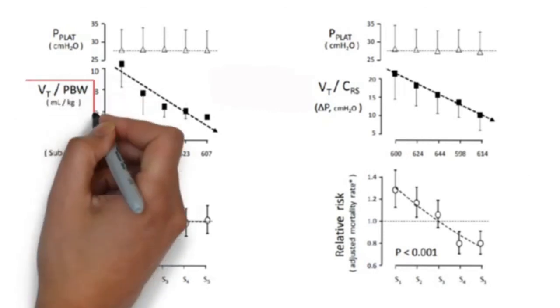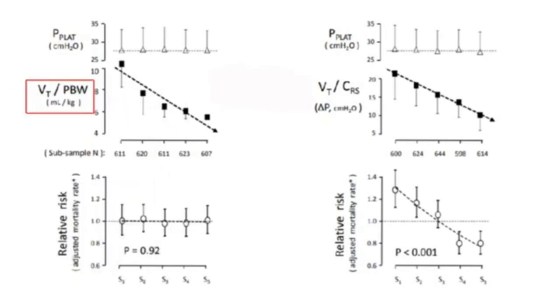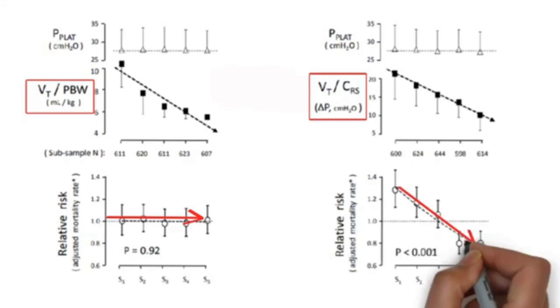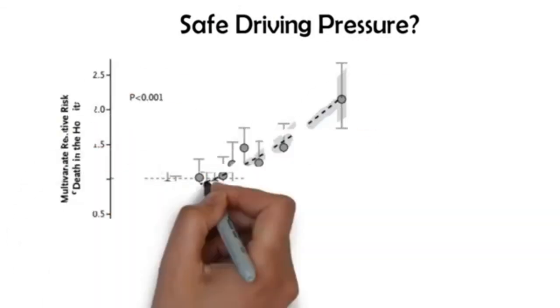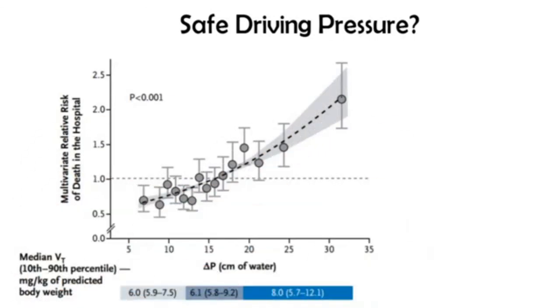As you can see here, reducing tidal volume as determined by ideal body weight did not really affect mortality, while decreasing tidal volume scaled to the compliance of the respiratory system directly correlated with reductions in mortality. The question then arises, what's a safe driving pressure? The answer is we don't know for sure, but we do have an educated guesstimate. As you can see, mortality and driving pressure have a linear relationship. So there is no truly safe driving pressure. However, the risk of mortality greatly increases when the driving pressure gets above 16 centimeters of water.